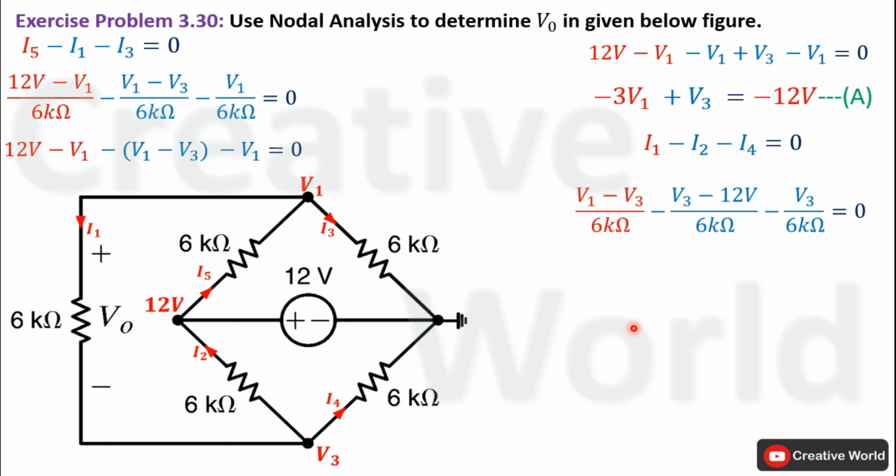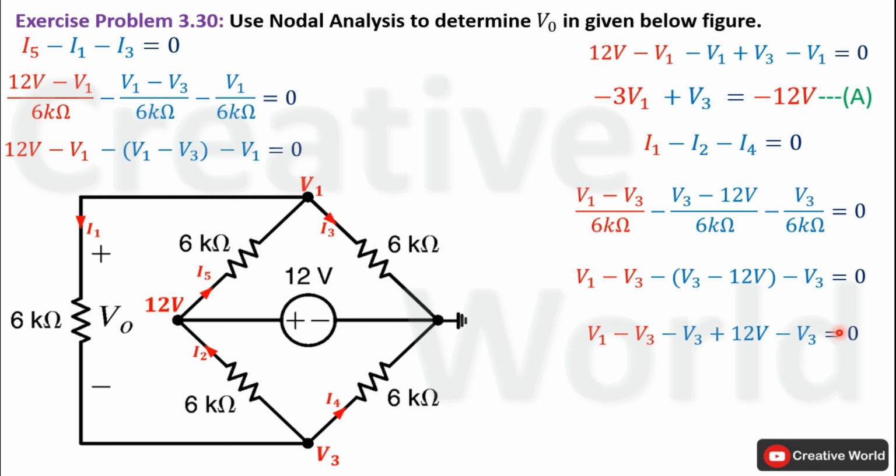Now again, in order to omit all denominator values, we will multiply this equation on both sides with 6 kilo ohm. Here all denominator values will cancel out with the product of 6 kilo ohm. Only numerator values will be left. Now open these brackets. This minus sign will multiply with values inside the brackets. The equation will become V1 minus V3 plus 12 volt minus V3.